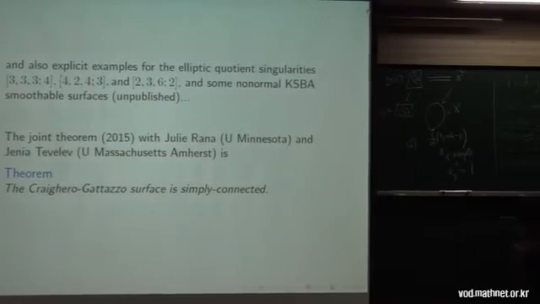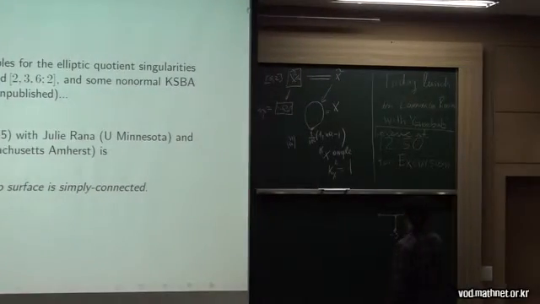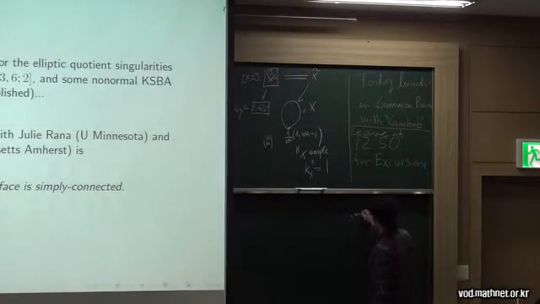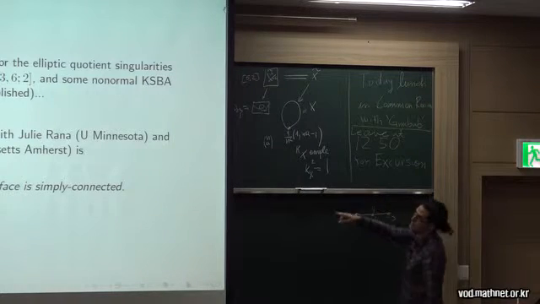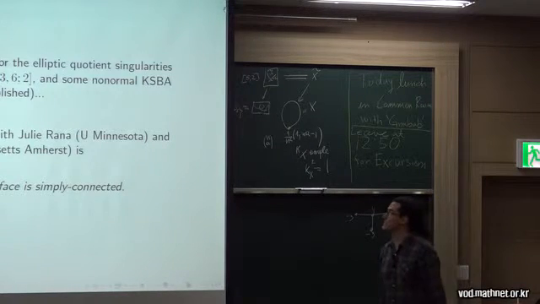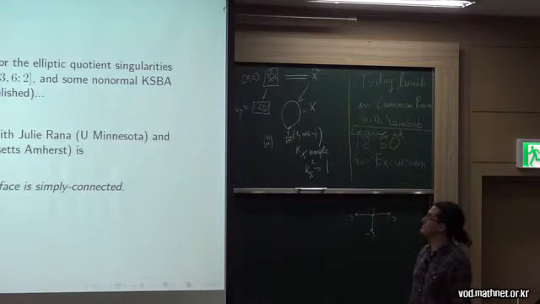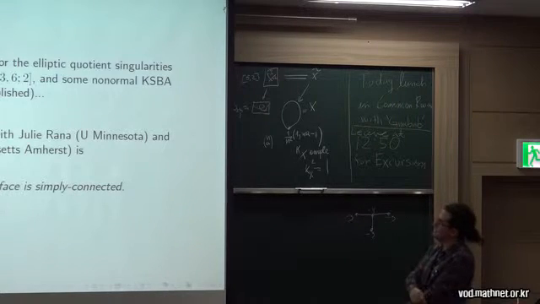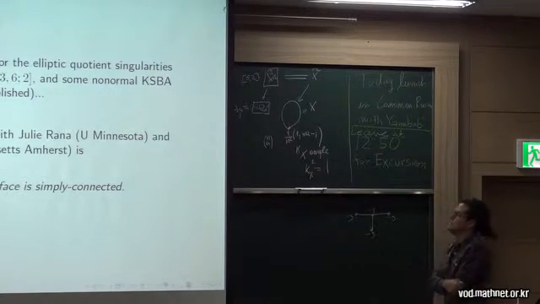And you can also compute the fundamental group in that case, and you get simply connected. So this will be the first one. And so we find KSBA surfaces with those kinds of singularities. And also we have some non-normal surfaces on the boundary.